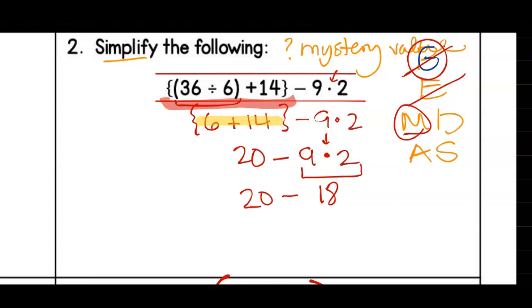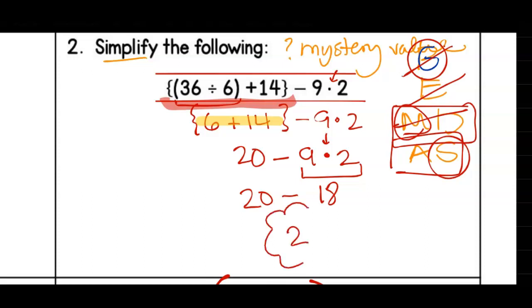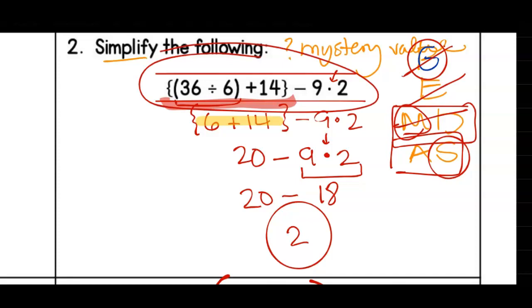So we have 20 minus 18. Do we have any more multiplication or division? No. Do we have addition or subtraction? Yes, we have subtraction. So what's 20 minus 18? It is 2. So wildly enough, all of this is equal to a very simple number called 2.